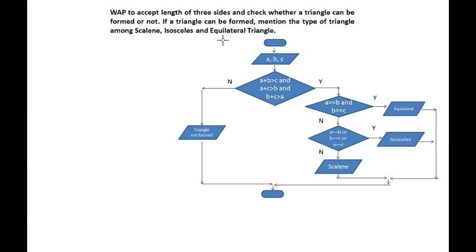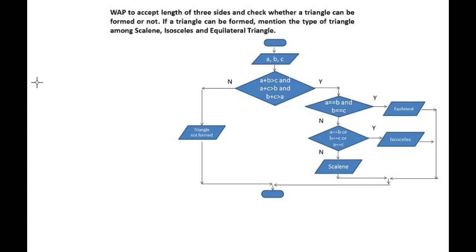So let us try to understand what is there in this flowchart. In this flowchart, we have taken A, B and C. These are the 3 sides that we are going to take, the length of 3 sides. Now, whether the triangle is possible or not, that we need to establish. So for that, the condition that we have checked is whether A plus B is greater than C, A plus C is greater than B and B plus C is greater than A. That means the sum of any 2 sides should always be greater than the third side.